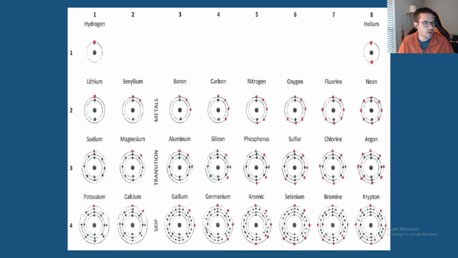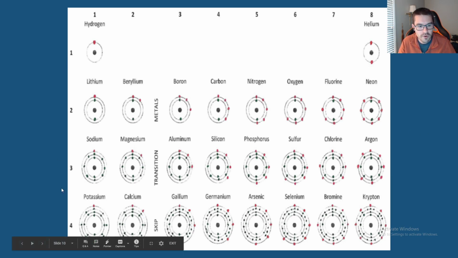I only have a picture of it. I don't have the actual piece of paper anymore, so I'm stuck using the picture. This is a diagram that shows Bohr models of lots of different elements. So many different elements in the first 4 rows on the periodic table. Something to note here is that I have not drawn any of the transition metals.